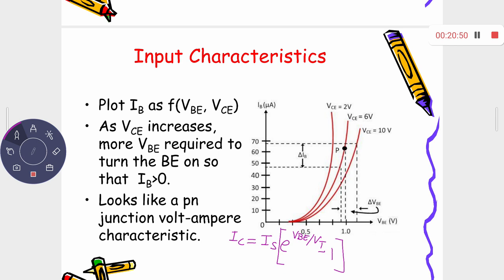Now this was drawn for a given VCE. If VCE is constant, that time we have not varied the VCE. Now what happens if VCE, the collector emitter voltage, is also varied, suppose it is increased? Let's assume that my VBE is constant, suppose let's consider this point. VBE is constant, but suppose VCE is increased from 6 volt to 10 volt. Then what happens? Here you can see the current drops. Right, you see the current drops.